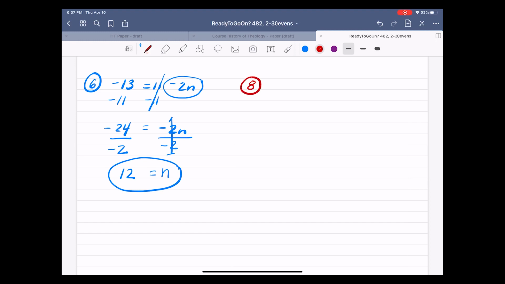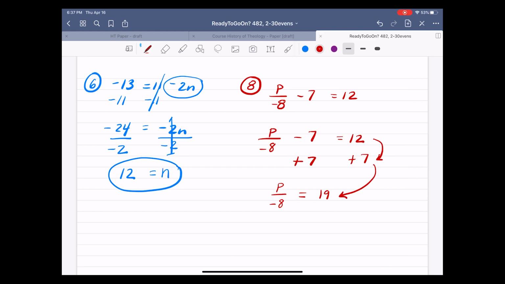Number 8 says p over negative 8 minus 7 equals 12. I'm going to rewrite the problem. I've got p divided by negative 8 minus 7 equals 12. I want to get rid of this negative 7. So the inverse of a negative 7 is a positive 7. Add it to the left, I have to add it to the right. Now I'm left with p over negative 8 equals 19. 12 plus 7 is 19. Negative 7 and a positive 7 makes 0.